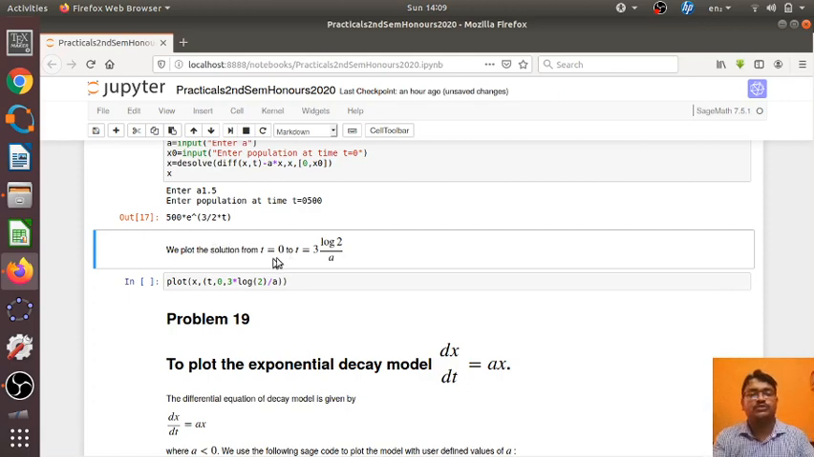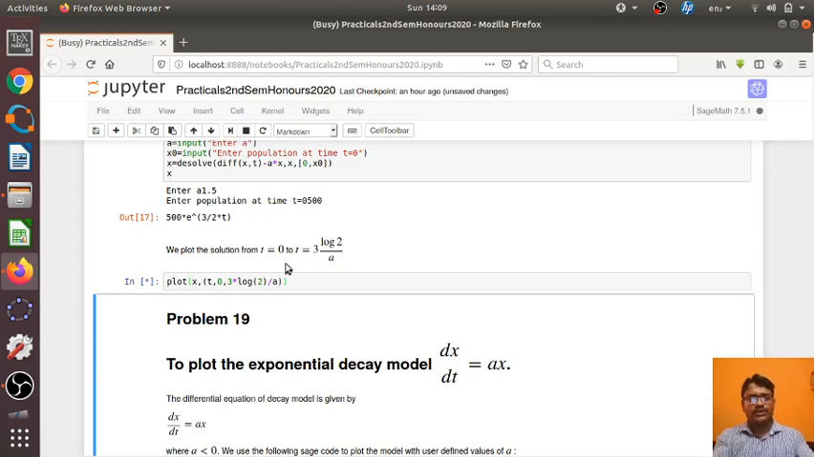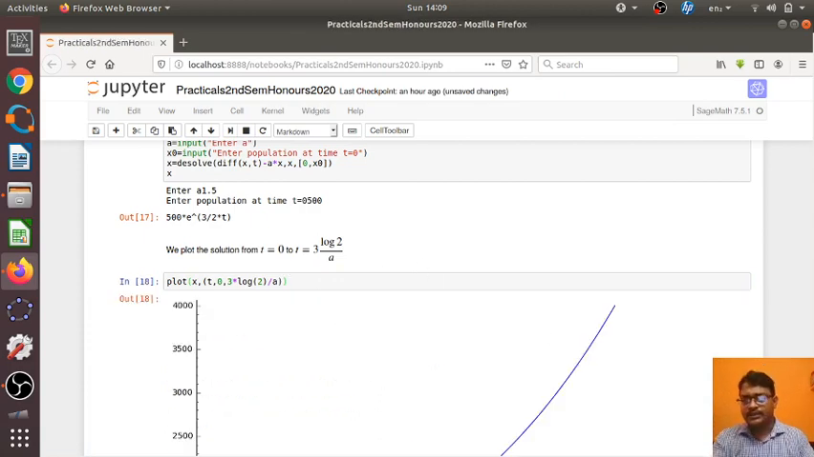We plot the solution from t equal to 0 to t equal to 3 log 2 by a. I have chosen this particular number, log 2 by a, because it represents the time after which the population will double itself. In your differential equations course you have already done these things. You can take other values as well, but I am taking these values to get a better curve to understand the things better.